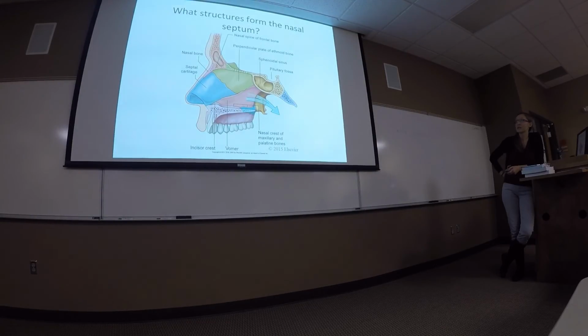All right, nasal septum. We already talked about the perpendicular plate of the ethmoid bone. That composes part of it. So here you can see the cribriform plate up here, perpendicular plate. The vomer bone here composes part of the septum, and then we have the septal cartilage. Again, a large portion of the septum is cartilage.